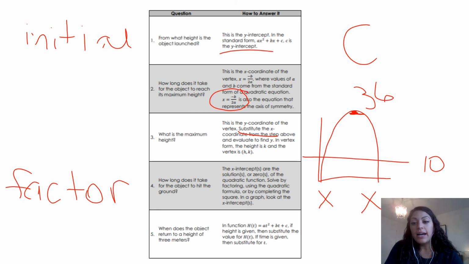The best thing you can do is graph it, sketch the graph, and try to understand, what are they asking you, x or y, time or height.